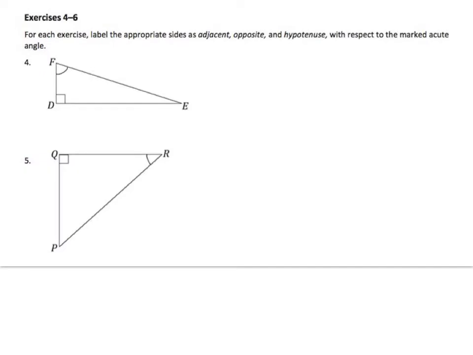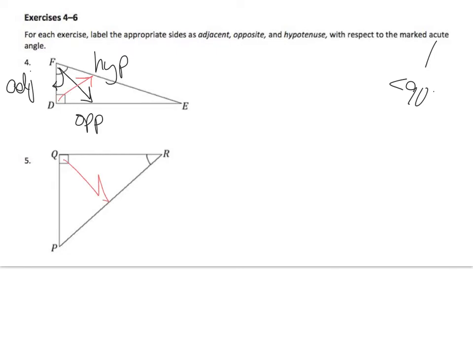Now let's see if we can make it harder. For each exercise, label the appropriate sides as adjacent, opposite, and hypotenuse with respect to the marked acute angle. Reminder, acute is less than 90 degrees. Okay, on this first one, they've marked angle F as the acute angle. So this would be opposite. This would be adjacent because it's touching it. And our hypotenuse will never change. It's always across from the right angle. So if you're having a hard time finding the hypotenuse, just draw an arrow from the right angle and label it first.